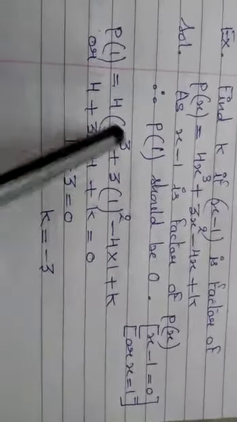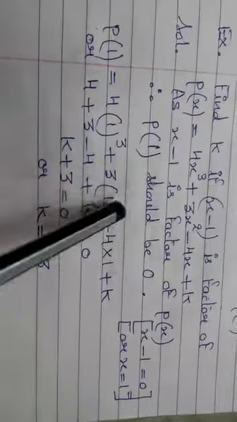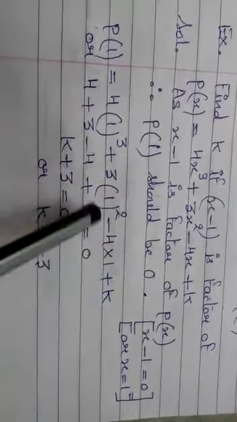Now solve it. 4 into 1 cube, 3 into 1 square, minus 4 into 1 plus k. Solve it. It is 4 plus 3 minus 4 plus k. But it should be 0 because x minus 1 is a factor. So it means k plus 3 equals 0, or you can say k is equal to minus 3.